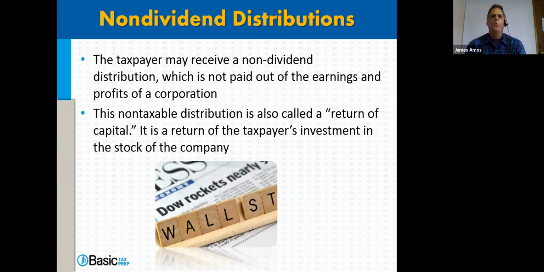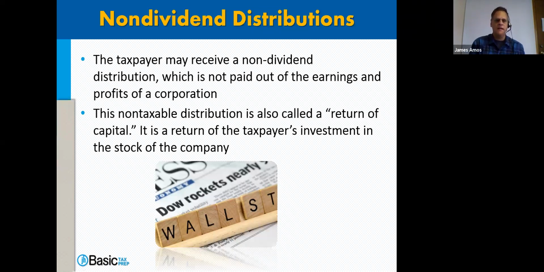But when I'm given that $1,000 back, that's also a distribution. It's called a non-dividend distribution, because it's not being paid out of the earnings and profits. It's the company returning to me my original money. It's a return of my capital.